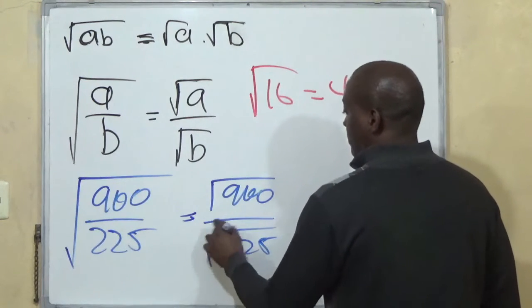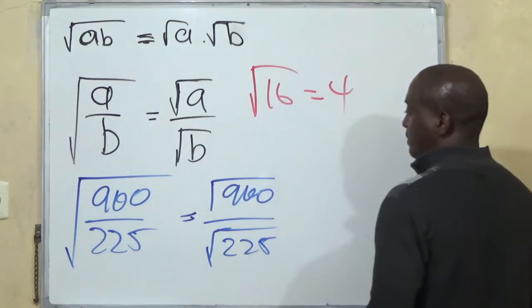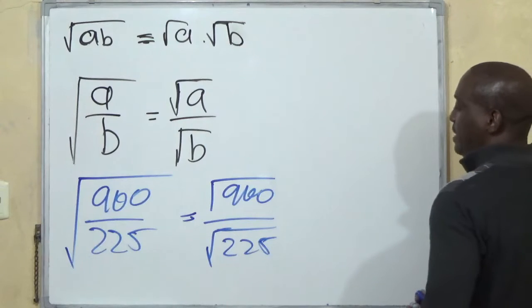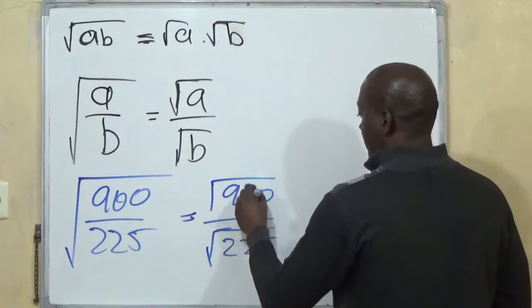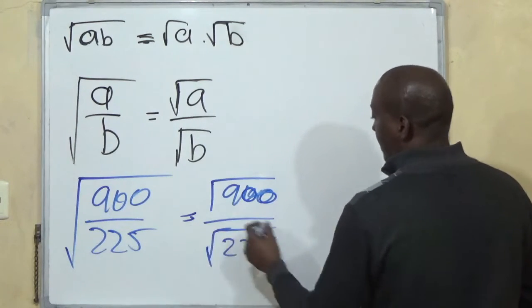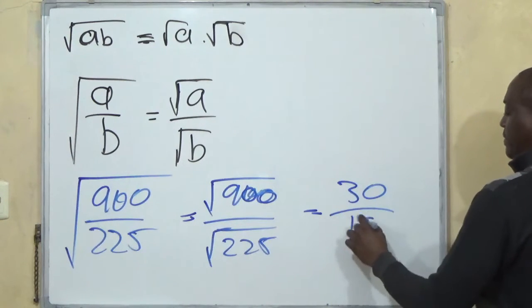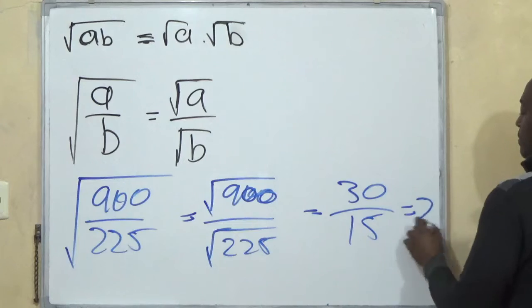Alright, so according to rule number 10, the square root of 900 over 225 would be the square root of 900 over the square root of 225. The root of 900 we know is 30. The root of 225 is 15. So 30 over 15 is 2.